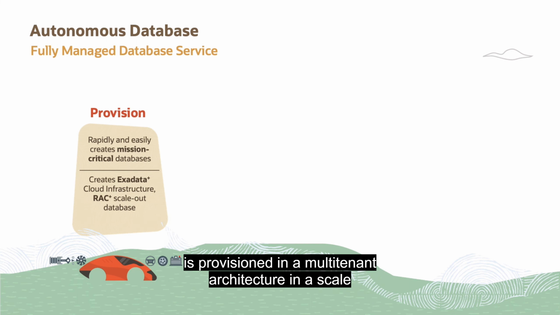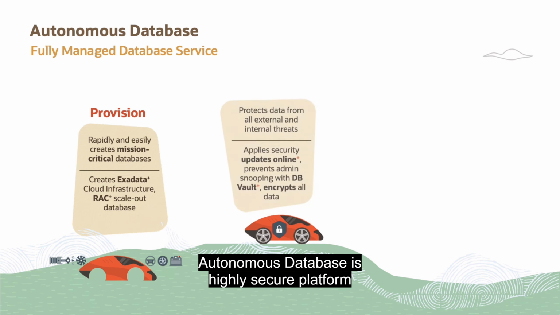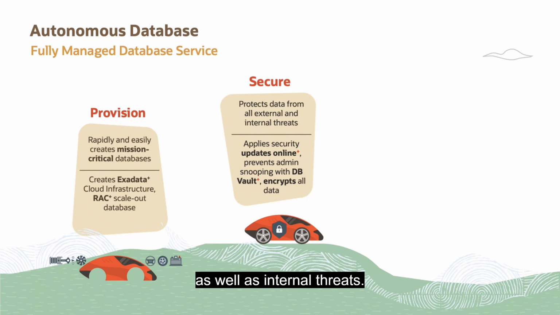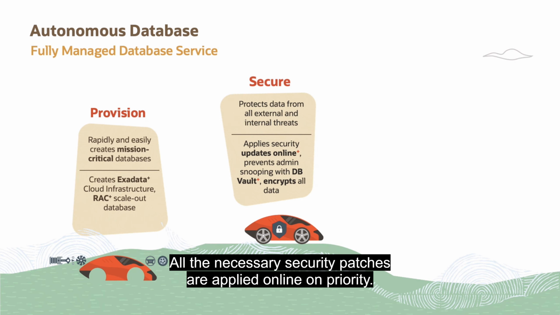And the database is provisioned in a multi-tenant architecture in a scale-out design comprising Oracle Real Application Cluster and high availability Exadata infrastructure in Oracle Cloud Infrastructure. Autonomous Database is a highly secure platform that protects your database from external threats as well as internal threats. All the necessary security patches are applied online on priority.